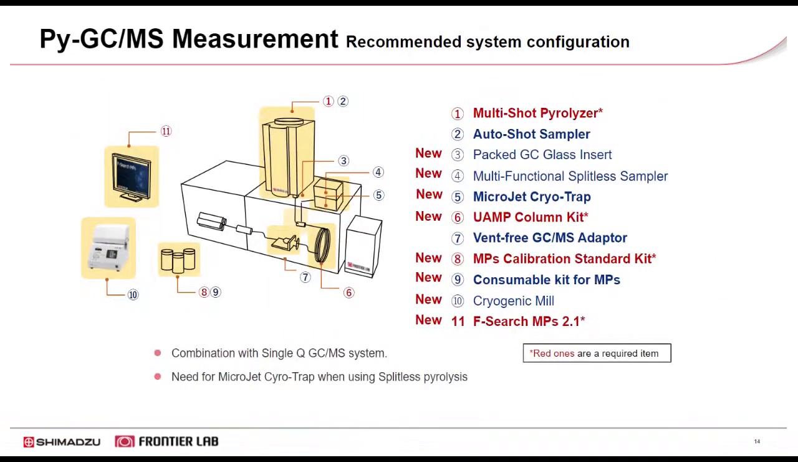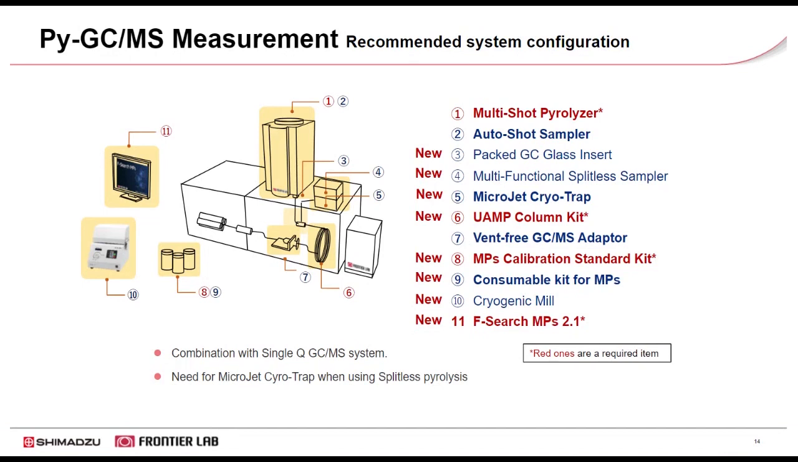Here is the comprehensive system configuration using your microfurnace pyrolysis GCMS for microplastics analysis. Some of the components are application dependent. For example, the microjet cryo trap is an accessory that is used if you want to analyze any light additives or use the splitless analysis.